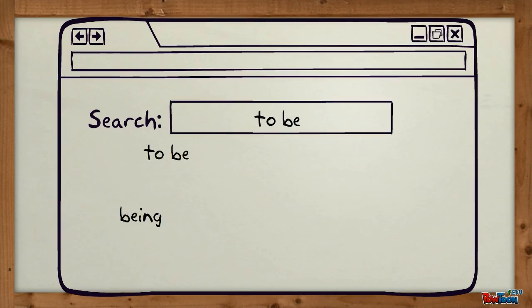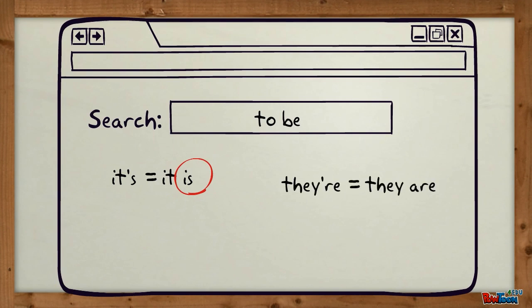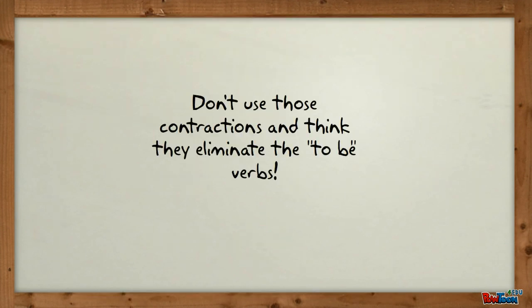And don't forget the infinitive to be, or being, or has, had, have been. Those are all forms of the verb to be as well. And then there are contractions. It's is actually it is. There, with apostrophe R-E, is they are. And we're, W-E apostrophe R-E, is we are. So if you're trying to eliminate to be verbs, don't just use the contractions because there's still to be verbs in there.